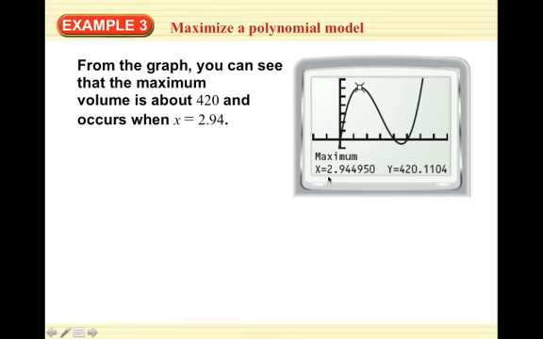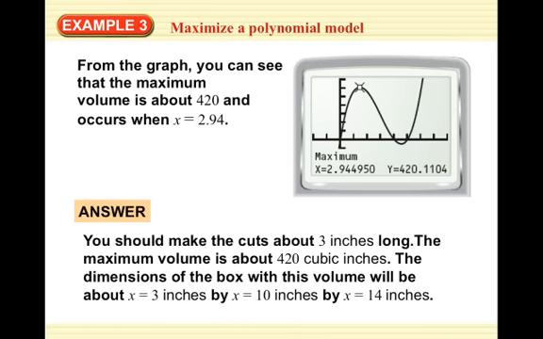So the maximum itself is the volume, and we want to know what x value it occurs at so that we know how big to make our flaps. So you should make the cuts about 3 inches long, 2.94. The maximum volume is about 420 cubic inches. The dimensions of the box with this volume will be about 3 inches by 10 inches by 14 inches. You get the 10 by doing 16 minus 2x, so 16 minus 6 is 10 inches, and you get the 14 by doing 20 minus 2x, so 20 minus 6 is 14. So that's how big the box should be.